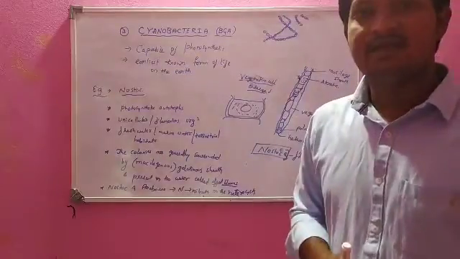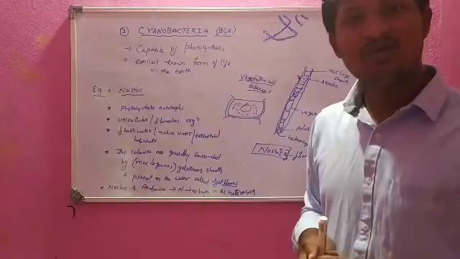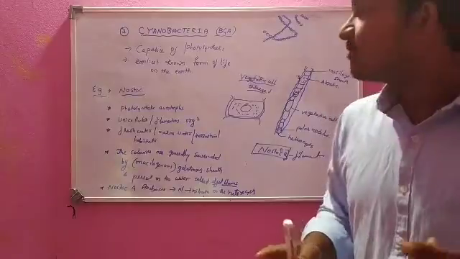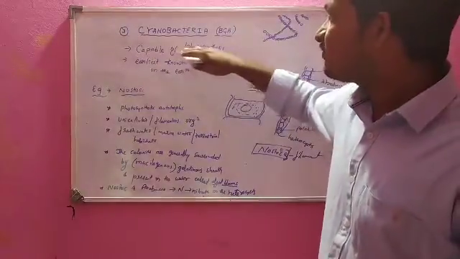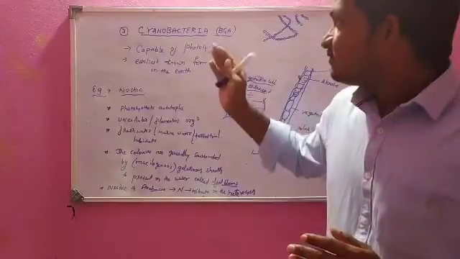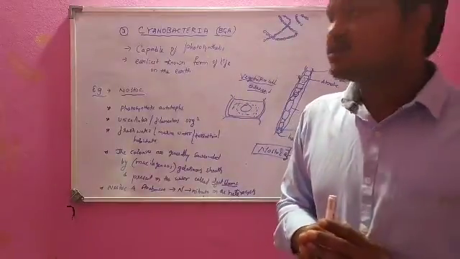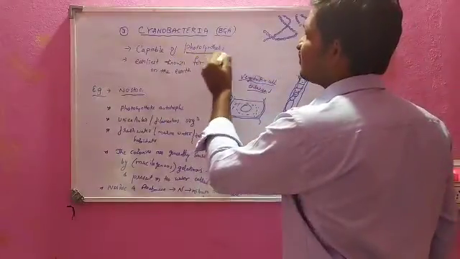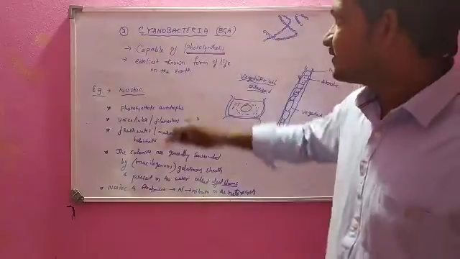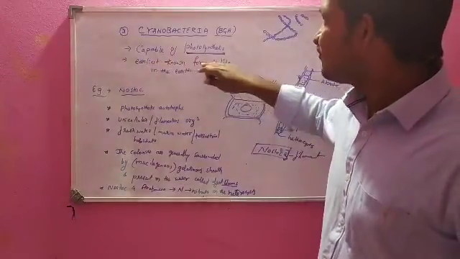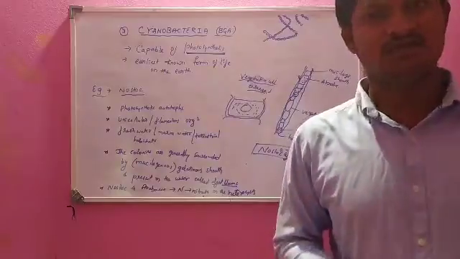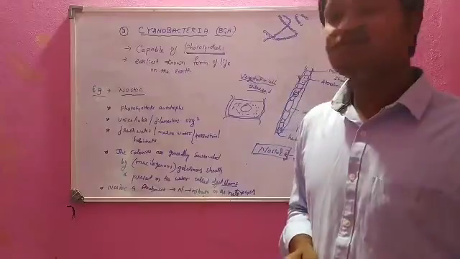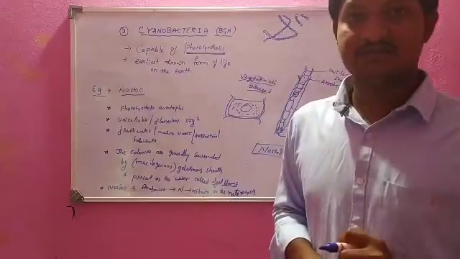If you see the cyanobacteria, which kingdom do they belong to? They belong to kingdom Monera only. They are a group of microorganisms capable of photosynthesis. So the cyanobacteria, blue-green algae, are called autotrophic organisms, which synthesize their own food molecules. Next, they are the earliest known form of life on the earth.